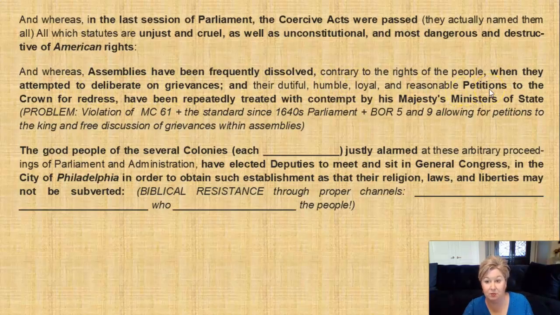We've been drafting these petitions to the Crown for redress. What's redress? Redress of grievances would be making it right, correcting. So we've been submitting these humble, dutiful, loyal, reasonable petitions, and they've been repeatedly treated with contempt by His Majesty's ministers of state. What's the problem? Well, it's a violation of Magna Carta 61, which tells us that's what we're supposed to do, but the king's not responding. No one's correcting anything.